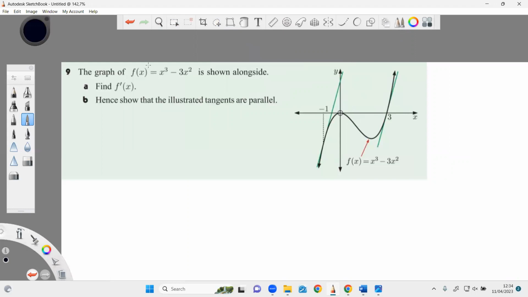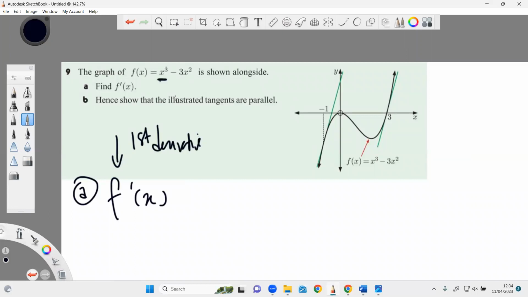Okay, the graph of f(x) equals x cubed minus 3x squared is shown in the diagram alongside. So how do you derive? So I think this is the first derivative. So you derive one by one: 3 x power 3 minus 1, make it plus, minus 3 times 2, 6 x power 1. That's it, or 6x itself.